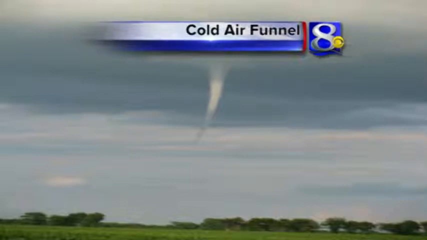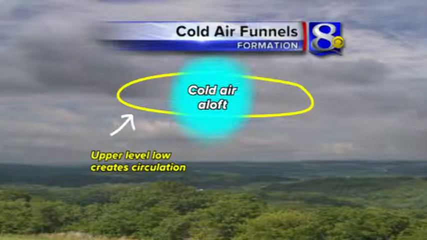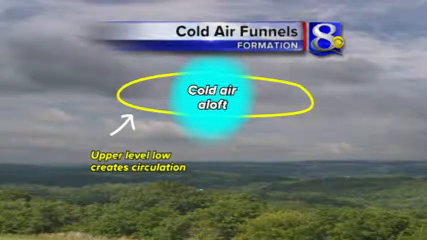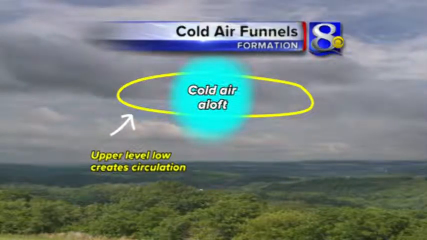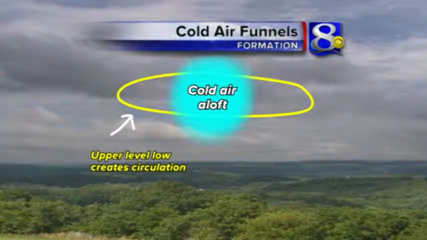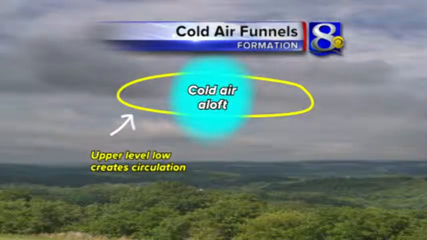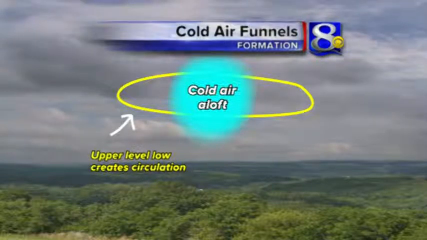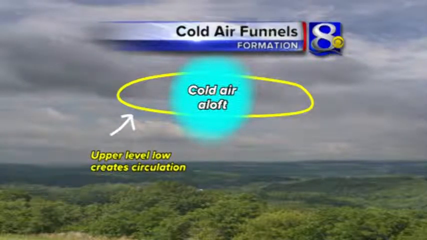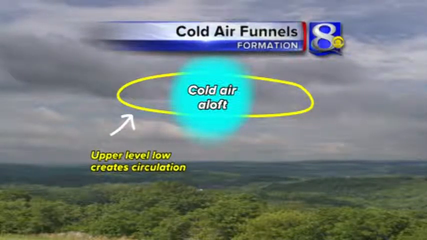This is an example of what a cold air funnel might look like. It looks like a normal funnel in the sky. Well, let me tell you how it forms before I give you a couple facts about it. There's cold air in the upper atmosphere, and it's associated with an area of low pressure. We talk about low pressure all the time on our weather maps at the surface. This is in the upper atmosphere, and that area of low pressure is essentially just an upper atmosphere circulation.